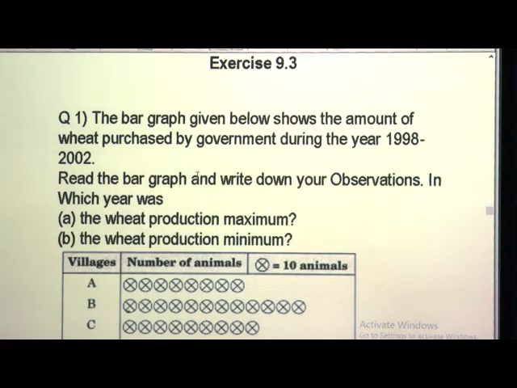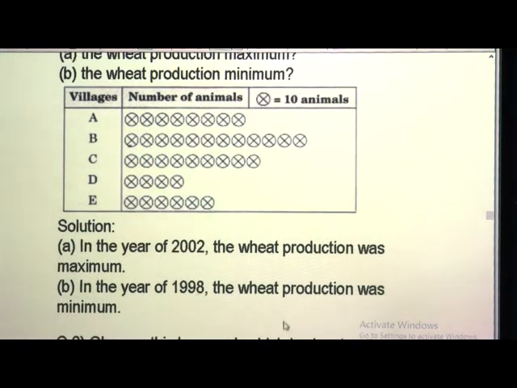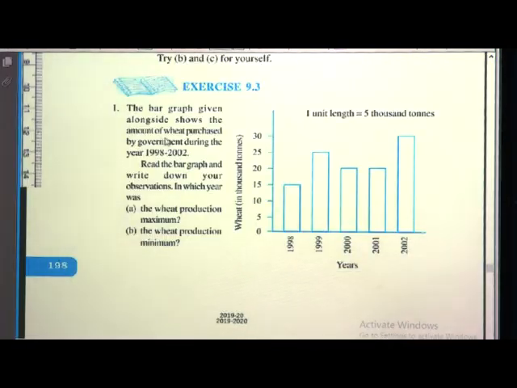Exercise 9.3. The bar graph given below shows the amount of wheat. See the question. The bar graph given alongside shows the amount of wheat purchased by government during the years 1998 and 2002. Read the bar graph and write down your own observation: in which year was the wheat production maximum and in which year was the wheat production minimum.